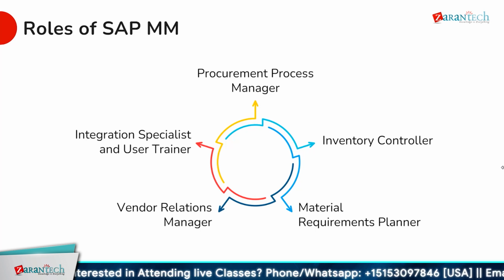The inventory controller monitors and manages inventory levels, ensuring optimal stock availability and minimizing inventory carrying cost. They conduct regular stock reviews, analyze inventory trends, and implement inventory optimization techniques. The material requirement planner is responsible for forecasting material needs, creating production plans, and ensuring timely availability of materials for the production. They collaborate with the procurement and production teams to align material requirements with supply and demand.